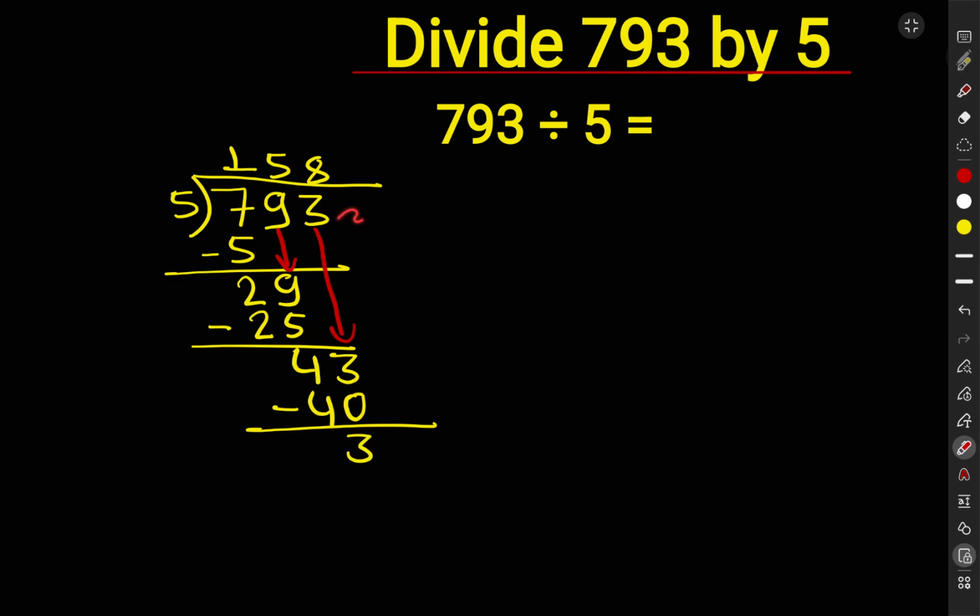So now we have no other number to put down. So we take here decimal, so that we put 0. So it is 30 and 5 times 6 is 30. On subtracting, we get 0. So 793 divided by 5 is 158.6.